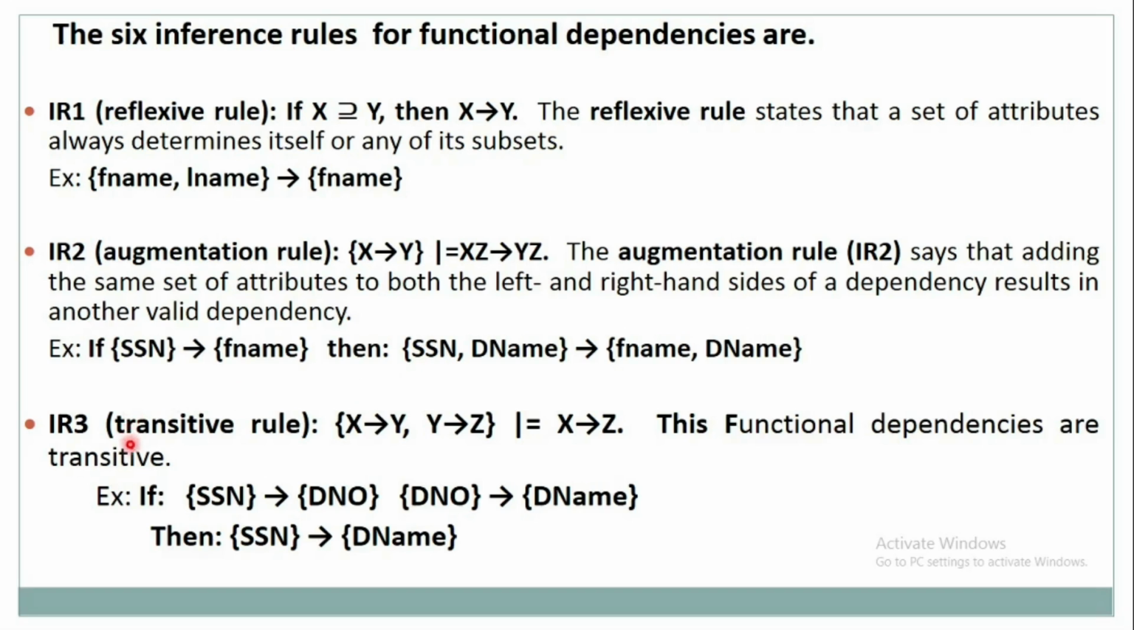The next one is the transitive rule. When X determines Y, and Y determines Z, then according to the transitive rule, X determines Z. As you can see here, SSN determines department number, and department number determines department name. So according to the transitive rule, SSN determines department name.